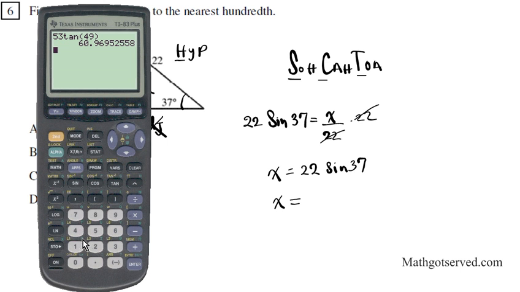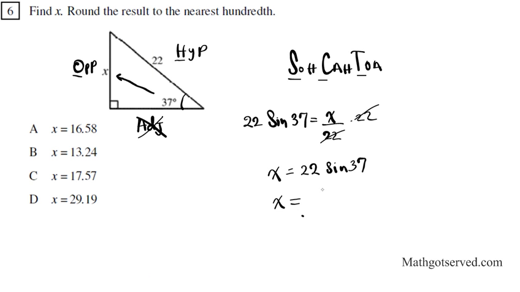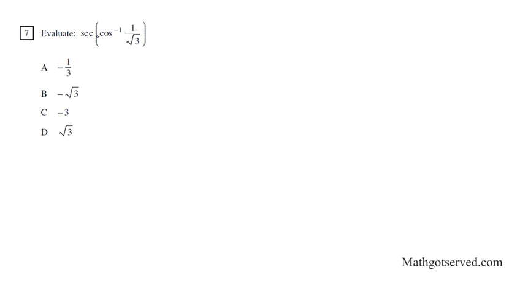Let's look at what that is. 22 sine 37. The answer is 13.24. Okay? So 13.24 is the value of x. So the answer is B. Alright, number 7, it says evaluate secant of the inverse cosine of 1 over root 3.